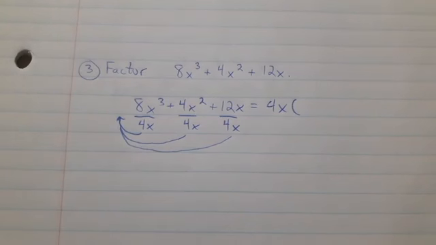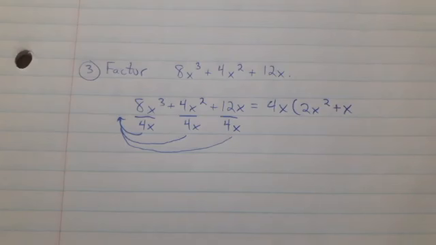8x to the third divided by 4x becomes 2x squared. 4x squared divided by 4x becomes x. And 12x divided by 4x becomes 3. That's our final answer. If we wanted to be absolutely sure, we could double check ourselves by distributing.